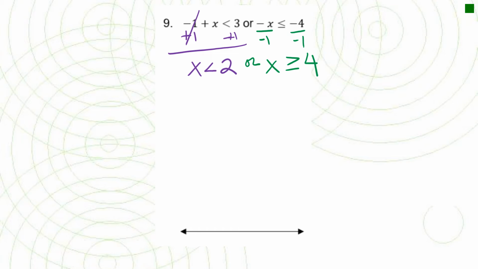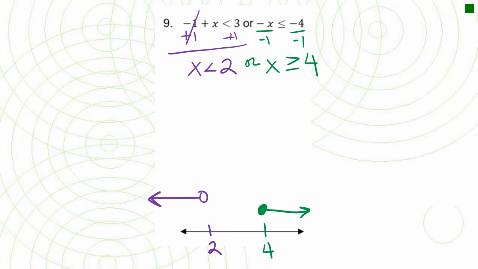The way that I graph this is I still put the smaller number on the left, and that's going to be my 2. The larger number goes on the right, and that's my 4. So I'm going to start with my 2. x is less than 2 is going to be an open circle shaded to the left. For my x is greater than or equal to 4, it's going to be a colored in dot because there was a line under it, and shaded to the right.